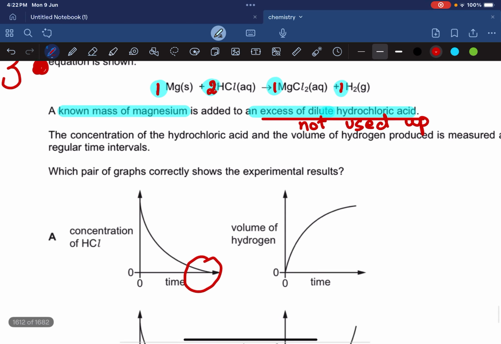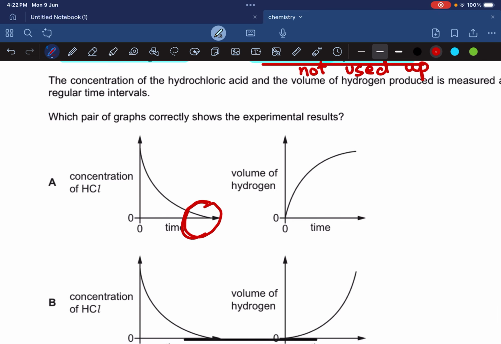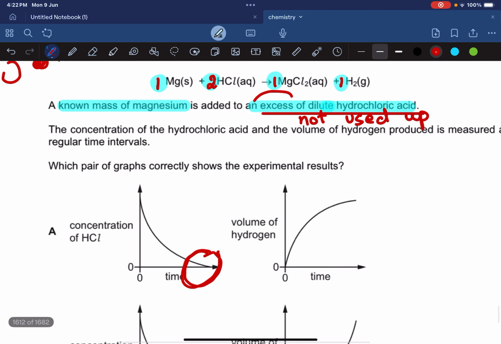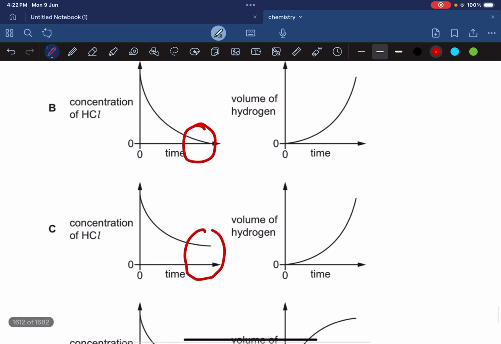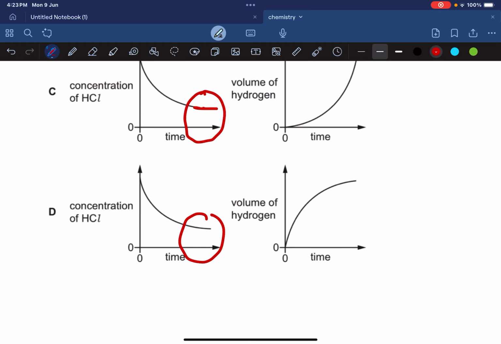What is this telling you? This one is telling you that the entire HCl has been used up, but you have taken the HCl in excess, so all of it cannot be used up. So this is incorrect. This is correct. Your excess reactant can never be finished in the reaction, so you must have some amount of HCl left. It cannot come to zero. So these two graphs are correct.